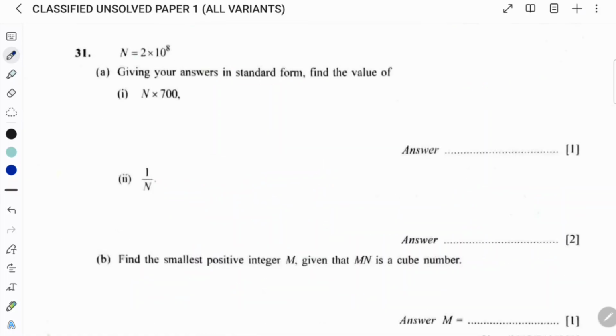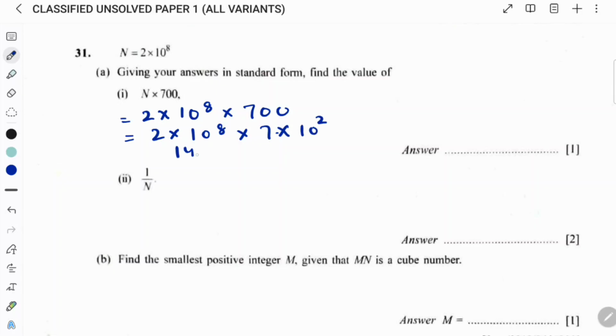Look at this 31 question, n into 700. So 2 into 10 to the power 8 is n, multiplied by 700. 2 sevens are 14, or you can write down 2 into 10 to the power 8 into 7 into 10 to the power 2. 2 sevens are 14 into 10 to the power of 10, but you can write down 1.4 into 10 to the power of 11. That is in standard form.